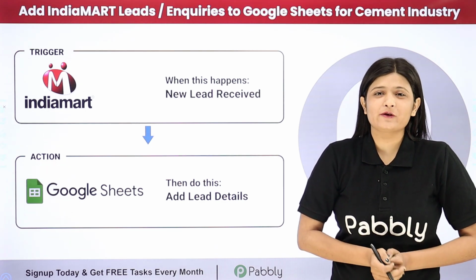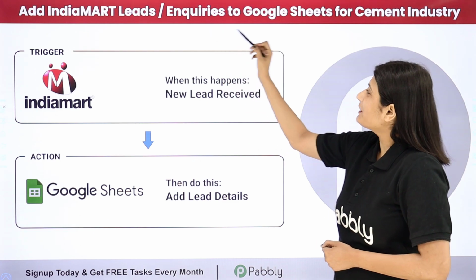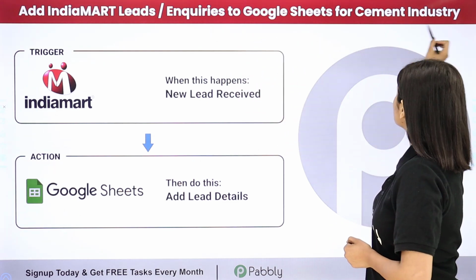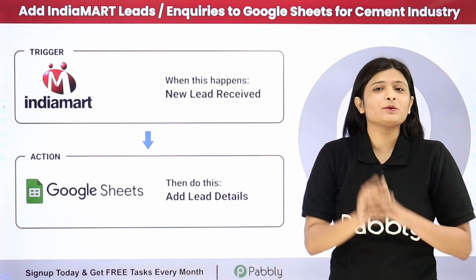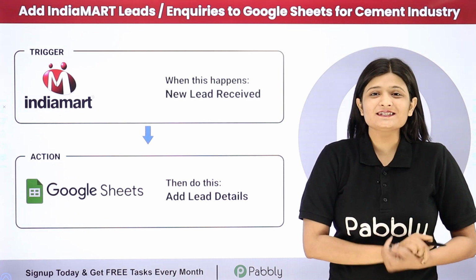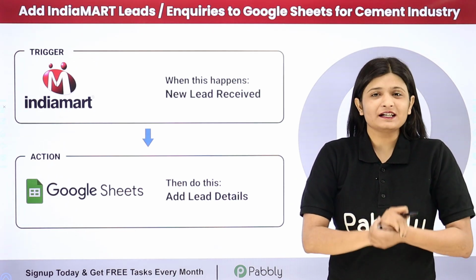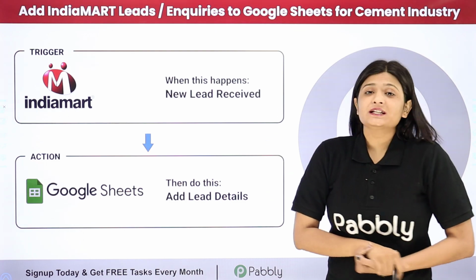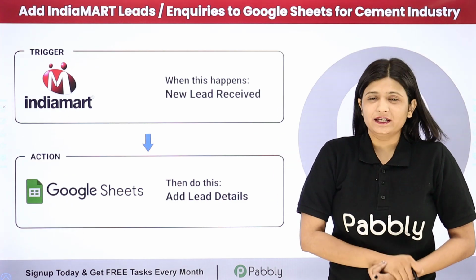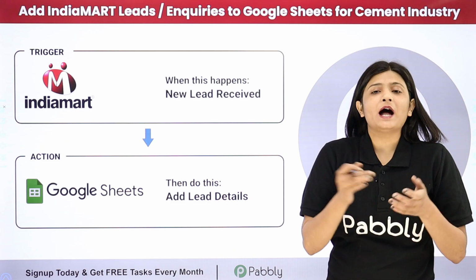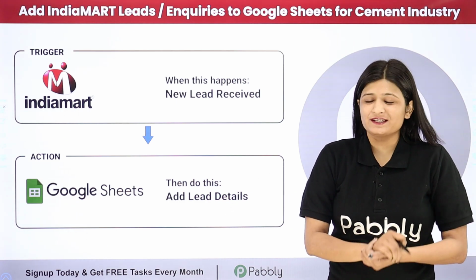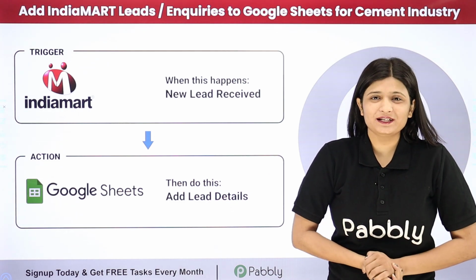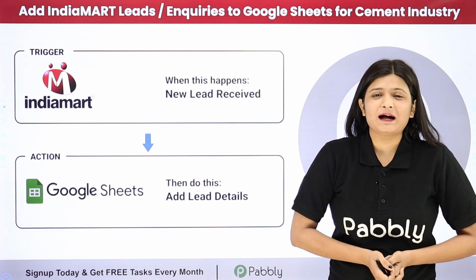In this video, we are going to learn how to add IndiaMART leads and inquiries to Google Sheets for cement industry. So let's suppose I am running a cement supplies business and I am receiving many leads and inquiries on my IndiaMART. Now whenever there is a new lead or a new inquiry, I automatically want to add all these details in my Google Sheets. Now as I completely want to automate this process, I am going to use Pabbly Connect.